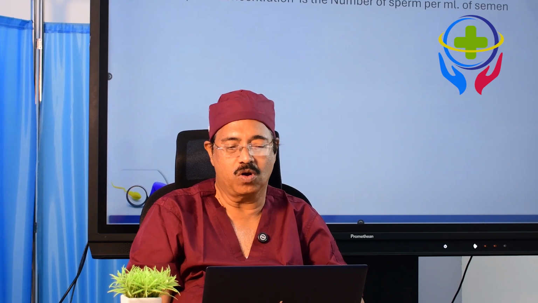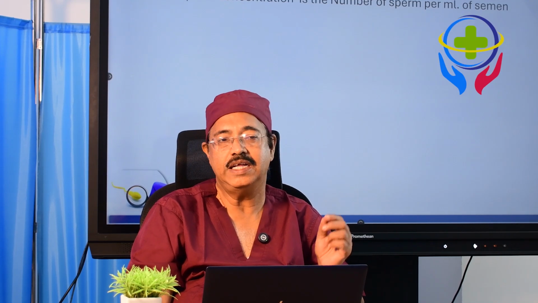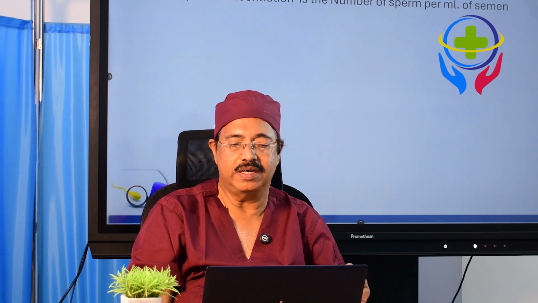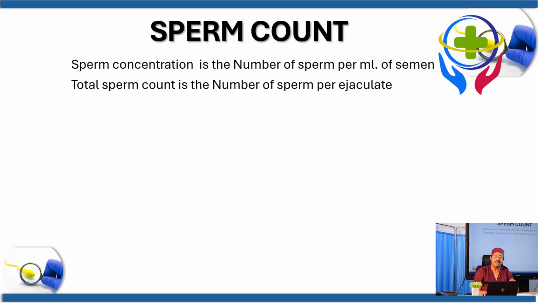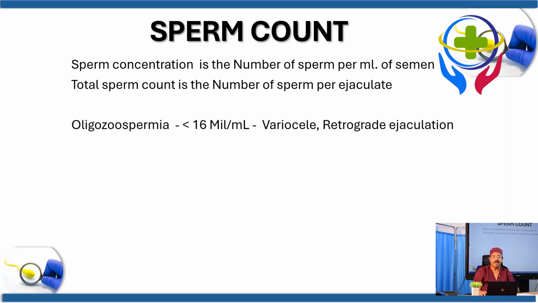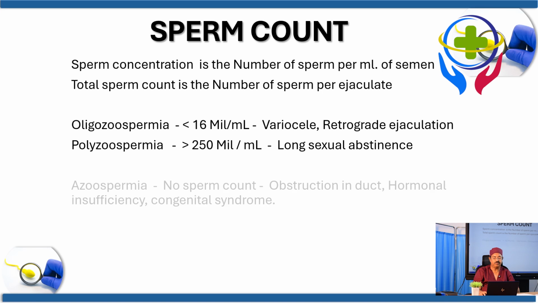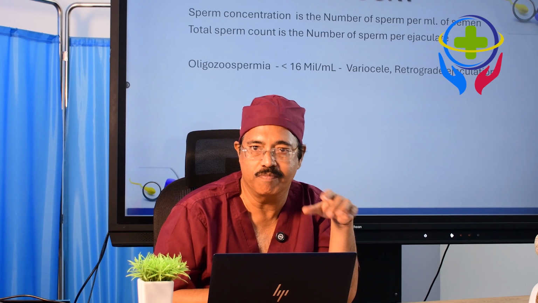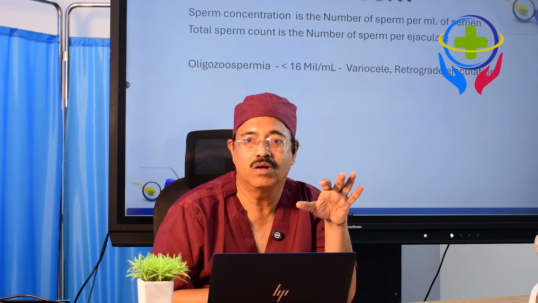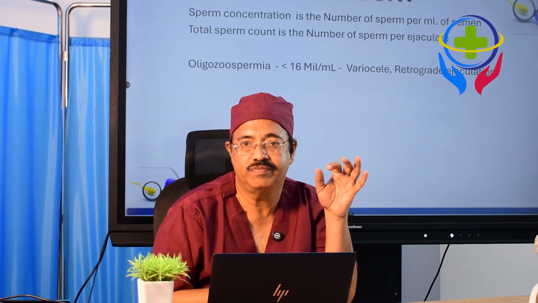First we will see the sperm count. The sperm concentration is the number of sperms present per ml of the semen, and total sperm count is the number of sperms present per ejaculation. So, we will take 10 microliters of the semen and place the 10 microliter semen drop in the counting chamber and observe according to the counting chamber specification.